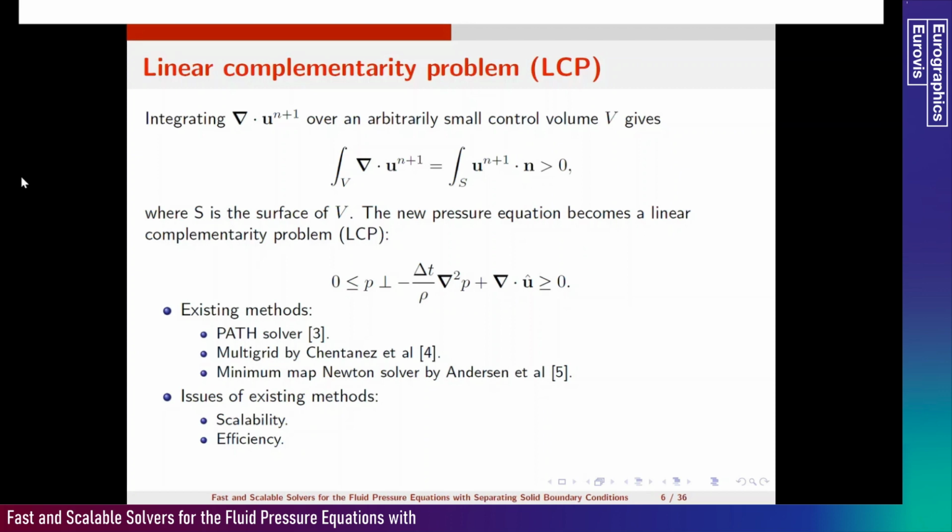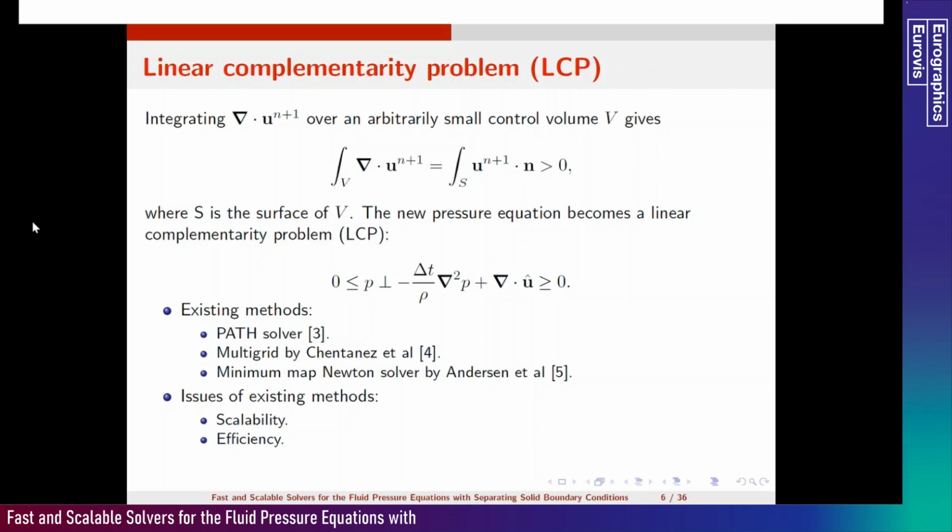One is a multigrid by Chetnet's Ada, which is based on the standard multigrid for linear problems. However, using a linear multigrid to solve the nonlinear LCP is not a very accurate approach, and the scalability of the method is not clear yet.